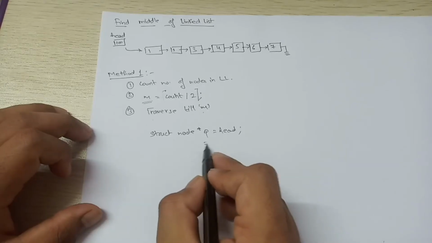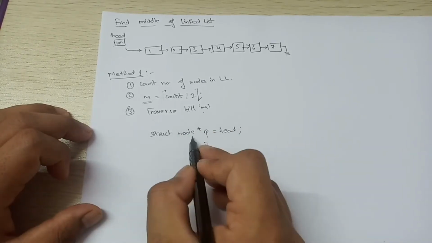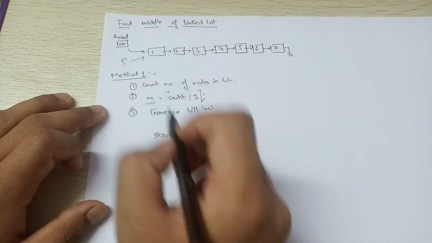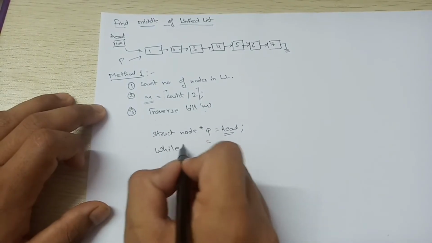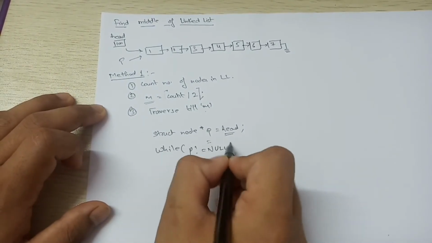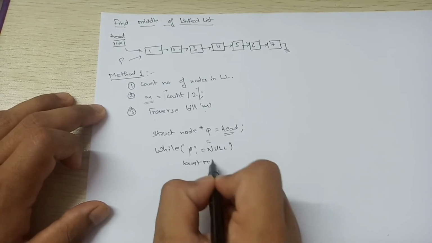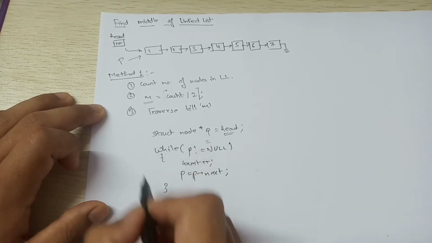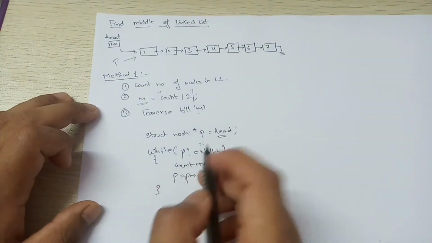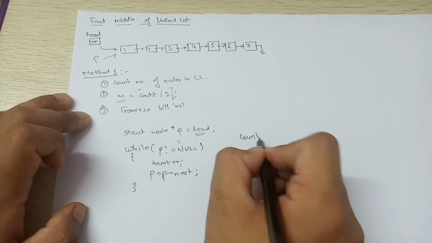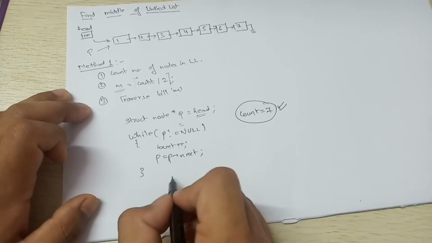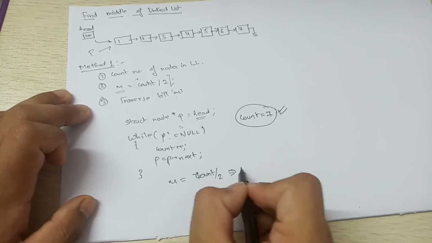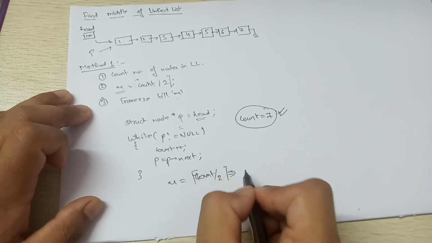We declare a pointer p of struct node type, and p will start pointing to the head. Now we will traverse. We say while p is not equal to null, just increment the count, and also p is equal to p next. This is how we are going to traverse the whole linked list, and the count value will become 7. Now just divide this count value by 2. Take the ceil value of it, and you will get 4.